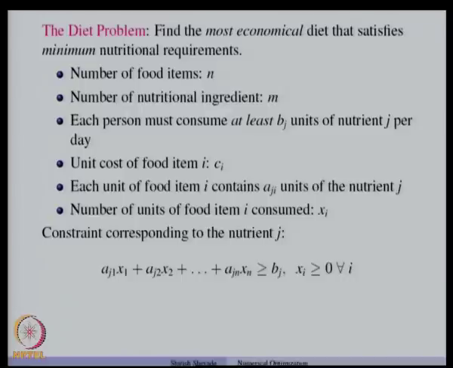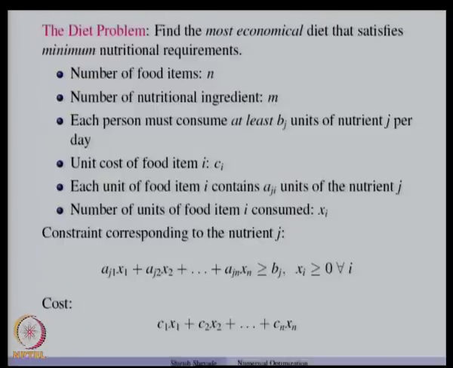Now, that takes care of the minimum nutritional requirements, but we also have to find out what is the most economical diet. That means that the cost of food items that we buy should be minimized. So, the cost is equal to C1 x1 plus C2 x2 up to Cn xn, if xi is the number of units of food item i consumed and Ci is the unit cost of food item i.